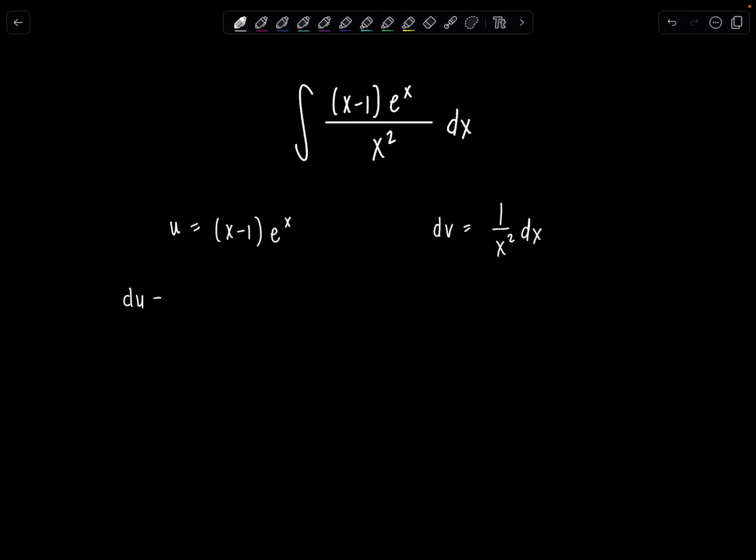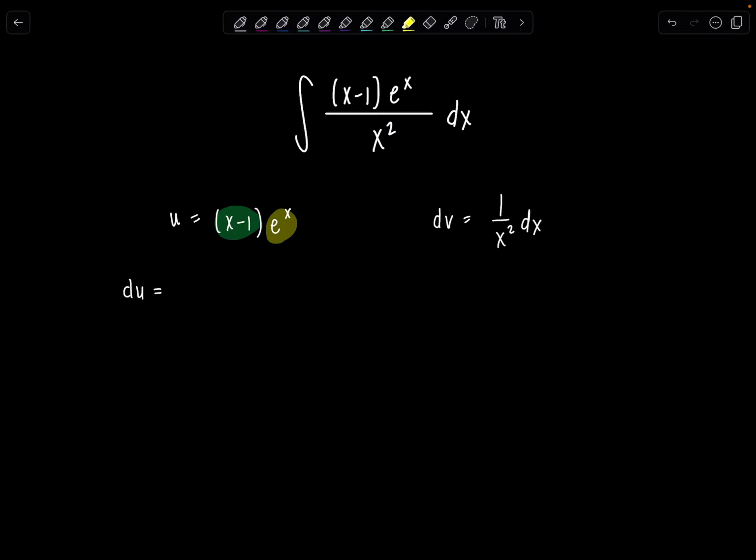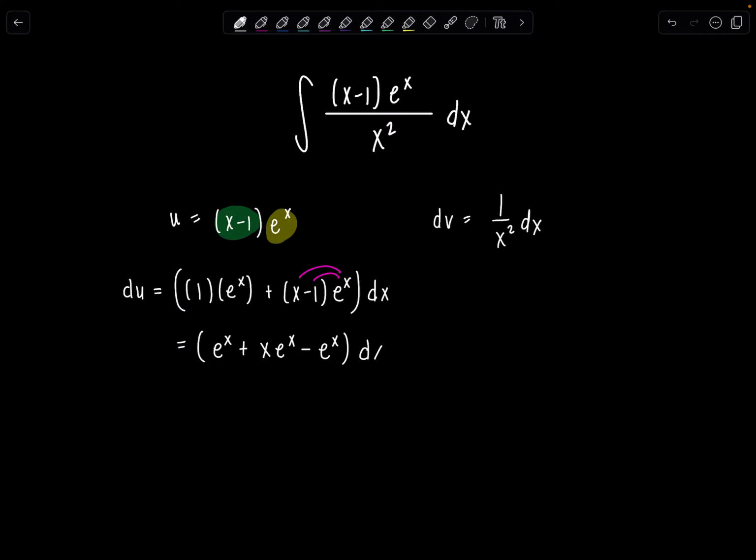So when we're differentiating u, remember we do need to use the product rule because x - 1 is a function and then so is e to the x. So let's take the derivative now. Derivative of x - 1 is just going to be 1, and I leave e to the x alone, plus, now I'm going to leave x - 1 alone, and then derivative of e to the x is e to the x. And I'm adding parentheses because don't forget you need a dx at the end of all of this. And I'm going to clean up because notice this is e to the x plus, if we distribute through right here, this is going to be x e^x - e^x dx.